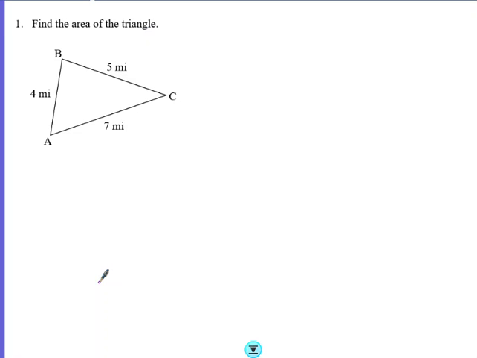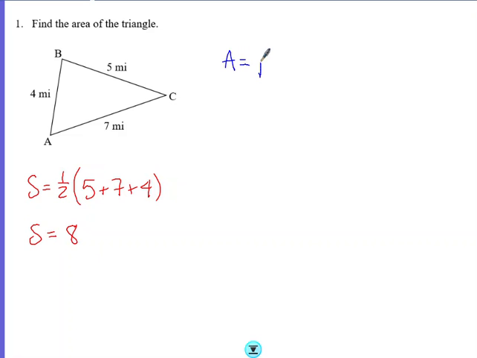We want to find the area of this triangle. We are given all three sides, so we can go ahead and start using the formula. The first thing we have to find is the value of s. s is half of the perimeter, which, in this case, is 8. Now we can go ahead and use the rest of the formula.